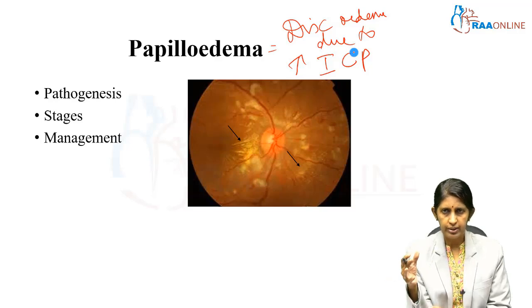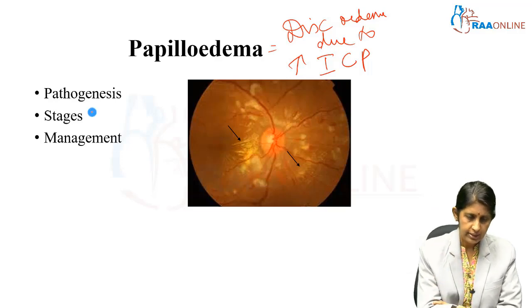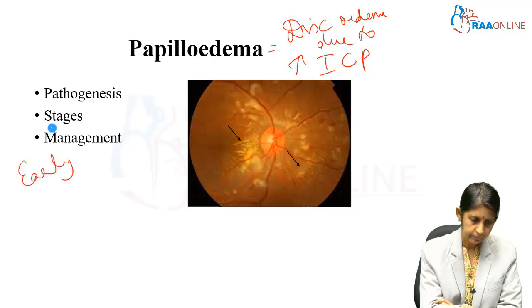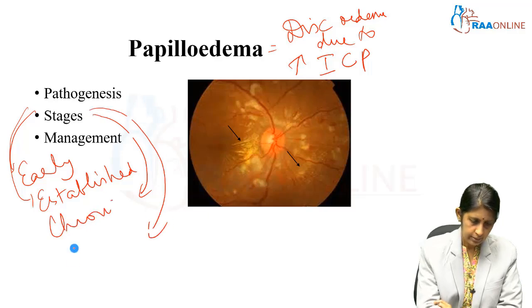So pathogenesis: there are many pathogens believed to occur due to axoplasmic stasis with venous congestion in the optic disc because of increased intracranial pressure. But what is important to the ophthalmologist is the stages. Stages of papilledema can be early papilledema, then you can have established papilledema, you can have chronic papilledema, or you can have the atrophic stage. So stages can be the following.